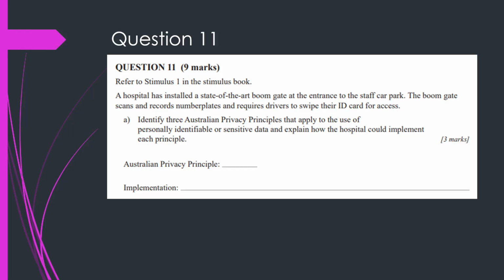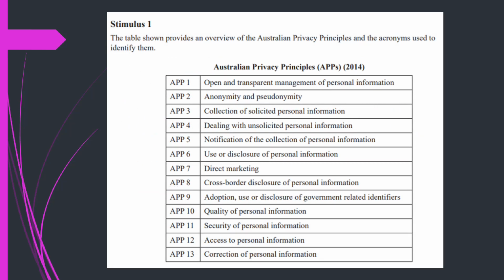The hospital has installed a new boom gate at the car park. The boom gate will read the number plates and double check whether they are allowed or not, similar to what you have now seen across all the shopping centers, where it reads the license number to check whether you paid your parking or not. For the first part, we have to identify three Australian Privacy Principles.